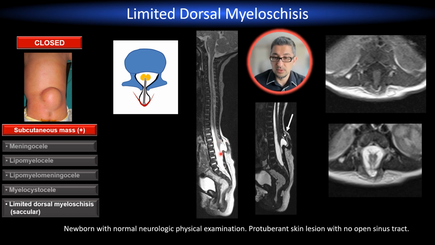Conus is slightly low-lying, and we can see the fibroneural stalk anchoring the skin lesion. And we can see the sinus tract, remnants of sinus tract. It's not a real tract, but it's there. So this should not be reported as myelomeningocele, and there is no associated Chiari-2 malformation.